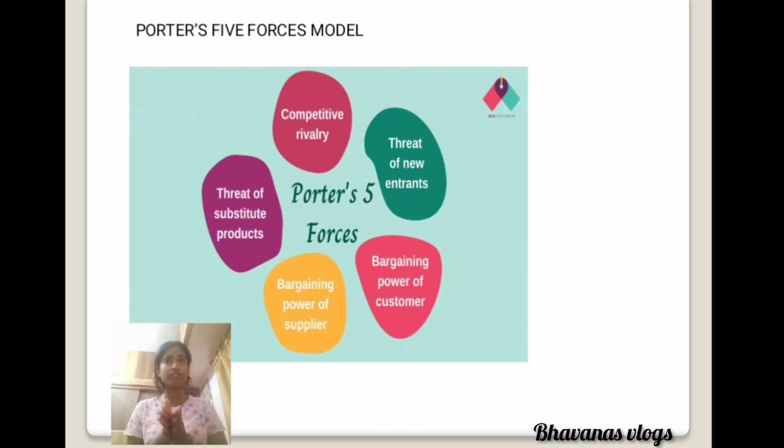Porter's first force is what we usually mean by competitors when discussing business. We can take examples like Pepsi and Coca-Cola for soft drinks, Apple and Samsung in smartphones, Nike and Adidas in sneakers, and KMF and Amul in the food industry. Like that we can see competitive rivalries.